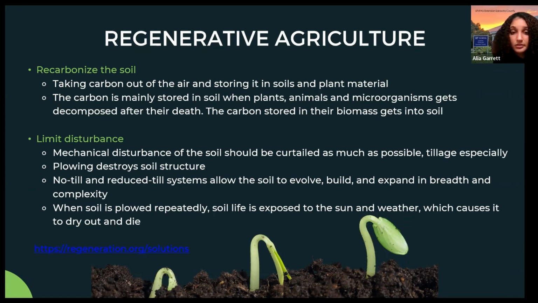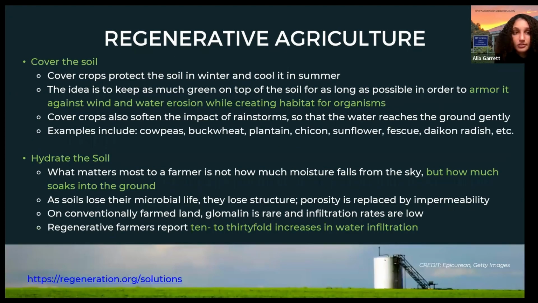Mechanical disturbance of the soil should be curtailed as much as possible, tillage especially. Plowing destroys soil structure. So no-till and reduced-till systems allow the soil to evolve, build, expand in breadth and complexity. So when the soil is plowed repeatedly, soil life is exposed to the sun and weather, which causes it to dry out and die. We want to cover the soil.